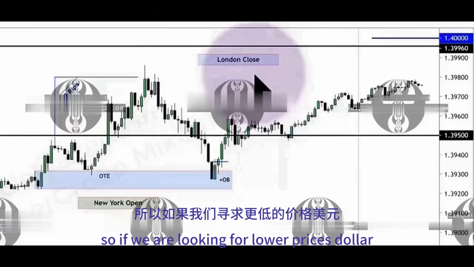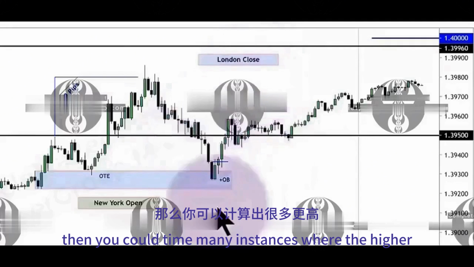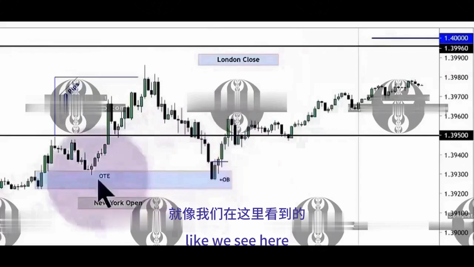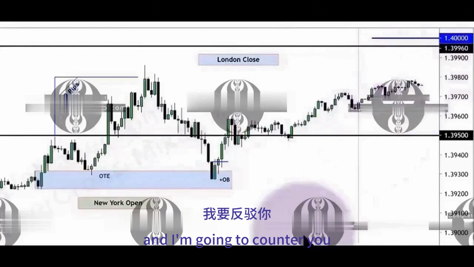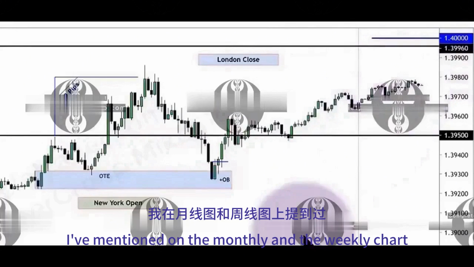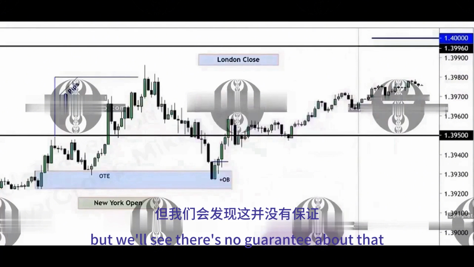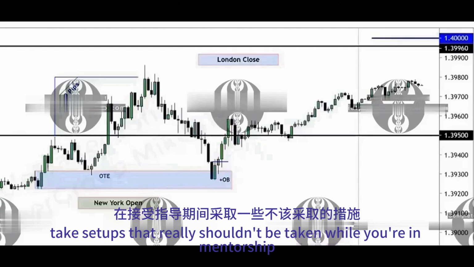So if we are looking for lower prices dollar, higher prices euro, cable, then you could time many instances where the higher time frame trend will resume with a setup that creates a low or an optimal trade entry or stop run like we see here, and then it rallies up. So this could potentially trade up into the 1.40 level, maybe a little bit more than that. And I'm going to counsel you to go back and look at those levels I've mentioned on the monthly and the weekly chart. Okay, so that might be where this pair's reaching for, but we'll see. There's no guarantee about that, and I'm not trying to push it too hard for you to get in here and try to take setups that really shouldn't be taken while you're in mentorship.